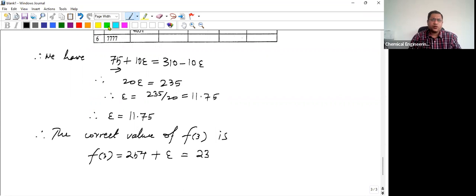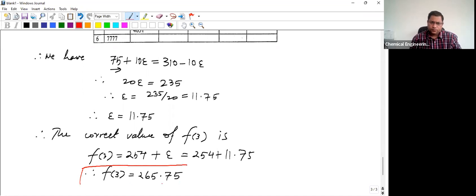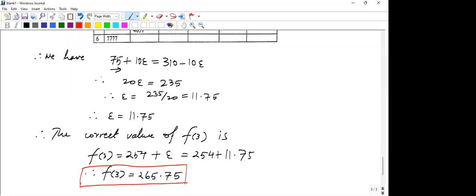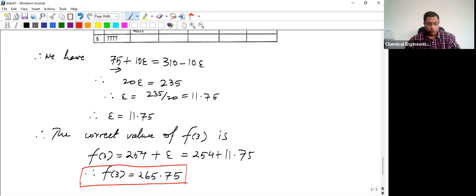So that is 254 plus 11.75. So we got f of 3 is equal to 265.75. Is that okay? Yes, sir. So this is how we are able to find the error and correct the value, provided that we know the degree of the polynomial.